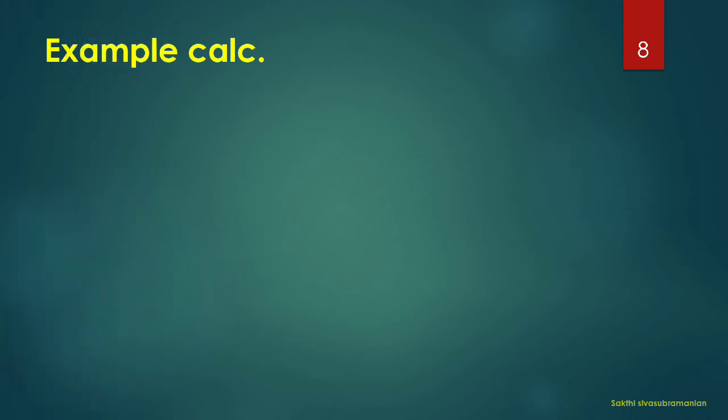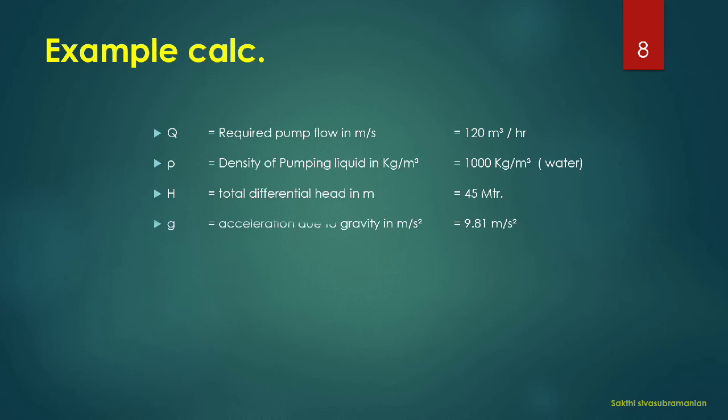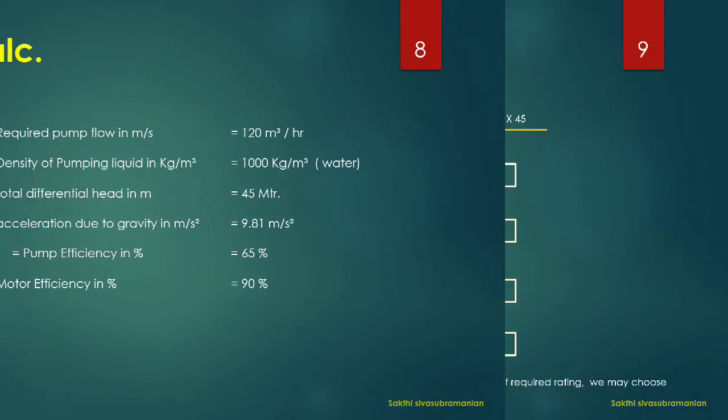Let's consider one example calculation to find out the motor capacity of a centrifugal pump. First is the pump flow, that is, Q is 120 meter cube per hour. Next is rho, the density of the liquid. Here we consider water, so 1000. Next is the height, the total differential head, which is 45 meters. Next is g, the acceleration due to gravity, which is 9.81 meter per second square. Next, consider pump efficiency as 65% and motor efficiency as 90%.